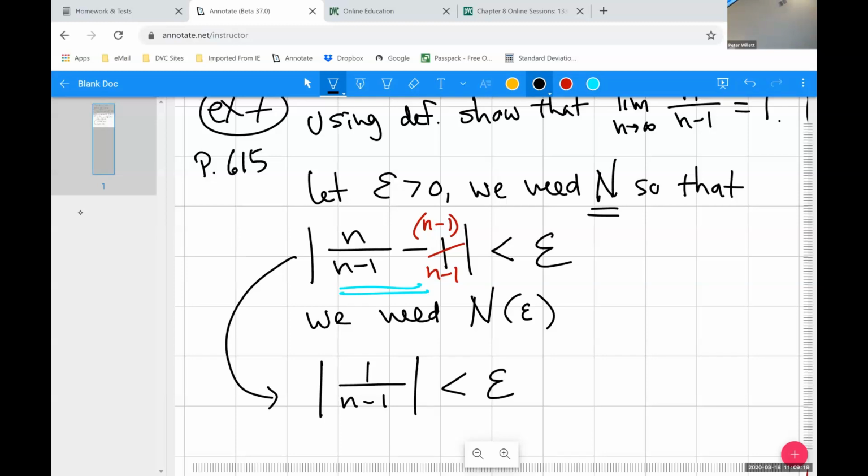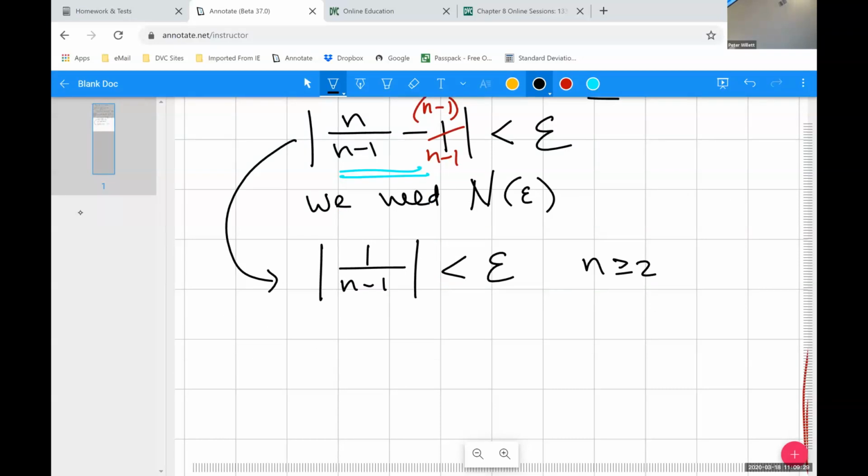So now, assuming that we choose some n value to be greater than or equal to 2, because we're going to go down the sequence, the thing to notice is that this is always a positive quantity because n is always a positive number. So I don't have to worry about this being negative. So I just need 1 over n minus 1 to be less than epsilon. And I know both of these are positive.